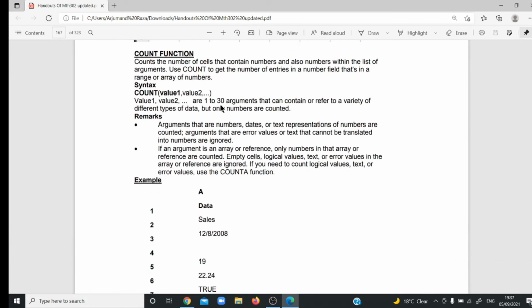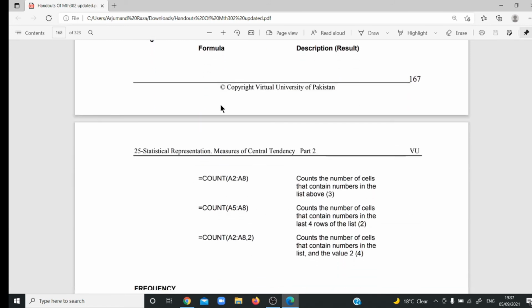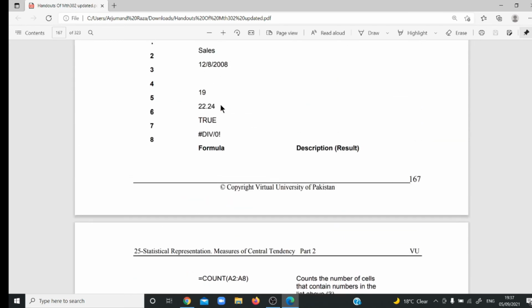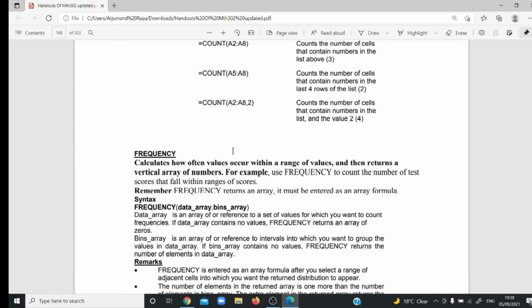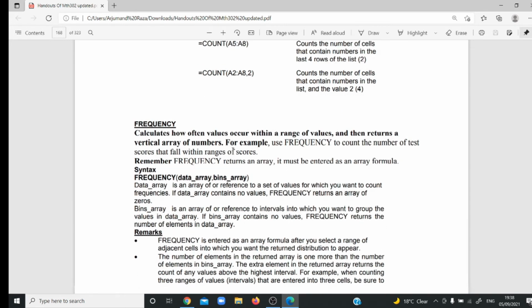Okay, for mode it's the same, nothing is different. You just have to write the equal sign and MODE, and for mode it's a little bit different. For example, if it's TRUE, which I have explained before also, it will count it as a number. TRUE is 1, and FALSE is 0.